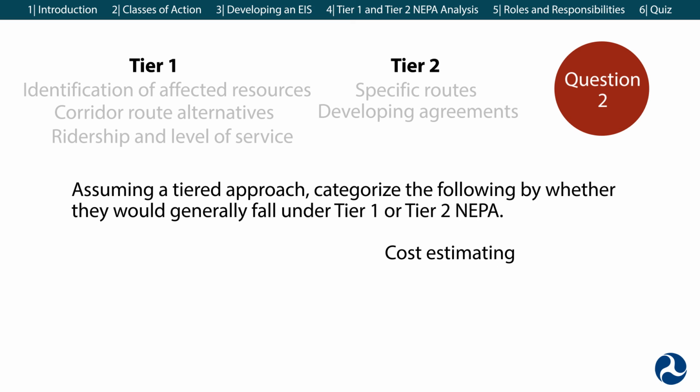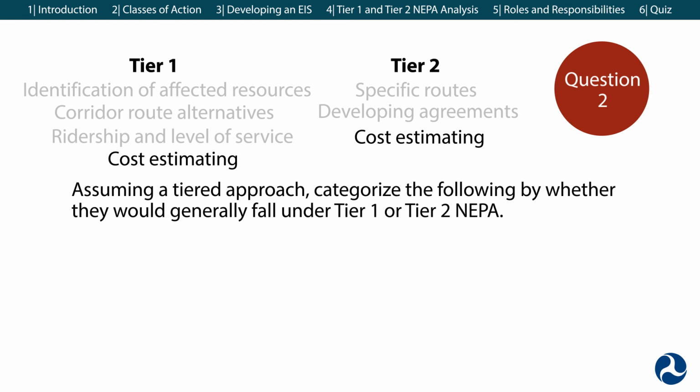It's also important to recognize that tiering is not always black and white. There are processes that apply to both Tier 1 and Tier 2 NEPA. Cost estimating, which occurs at both the conceptual and developmental levels, is one such example.